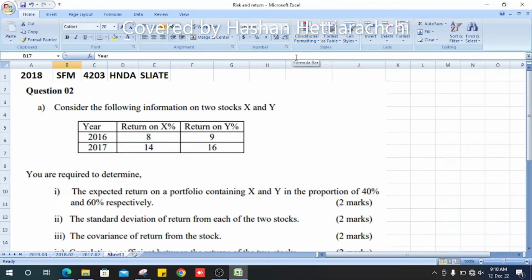Welcome all. This is 2018 Strategic Financial Management past paper HNDA question number 2. A. Considering the following information on two stocks X and Y. The table here shows the return on X in percentage and the return on Y in percentage.